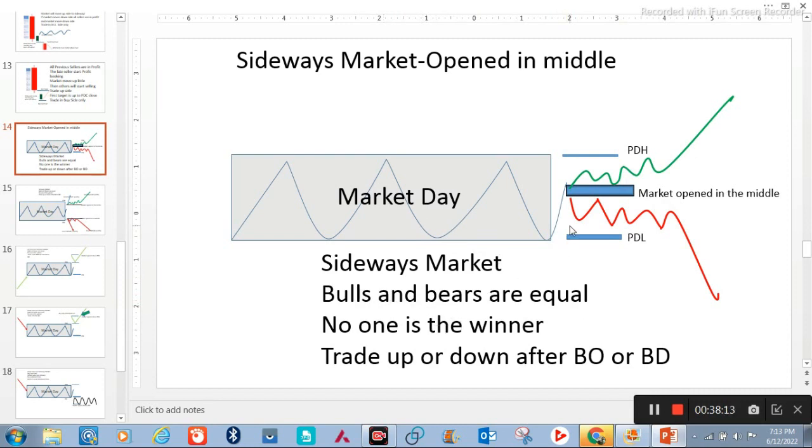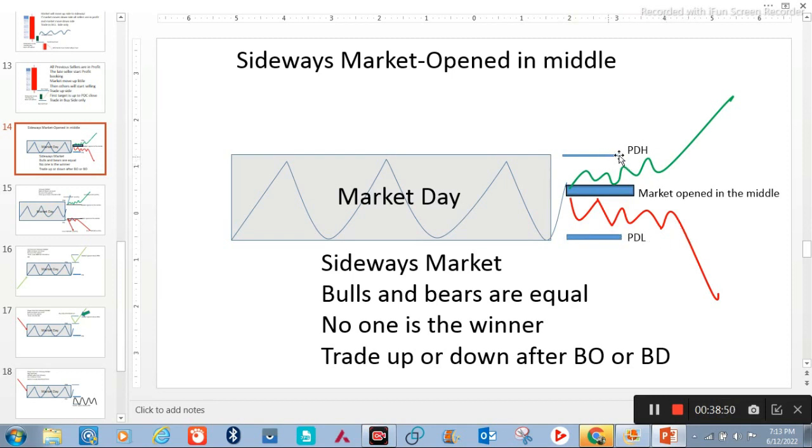Here the situation is, if the market opens in the middle, wait for the breakout of the previous day high, or wait for the breakdown of the previous day low. This is the previous day high, mark the previous day low. If it breaks out on the upside, you go on the upside. If it breaks down on the downside, it has to break down the previous day low, then only you take the trade.